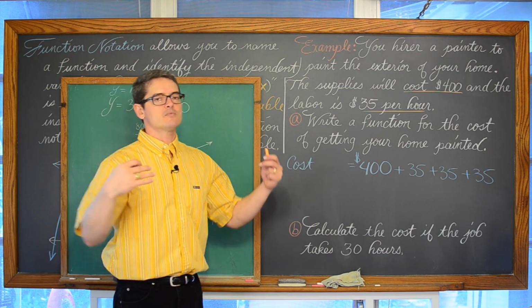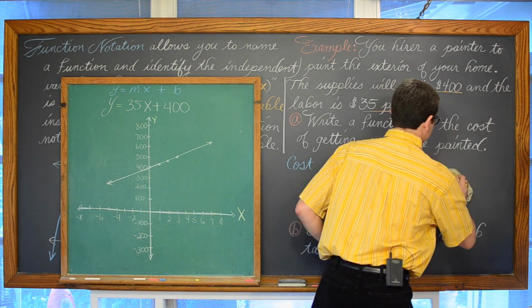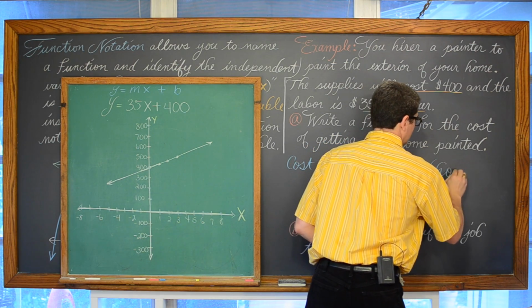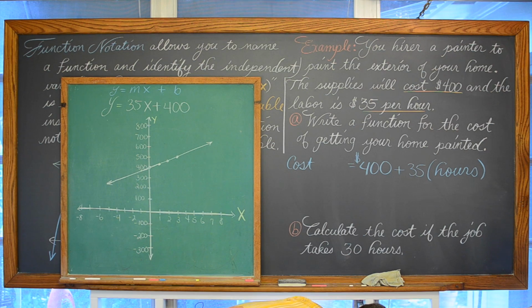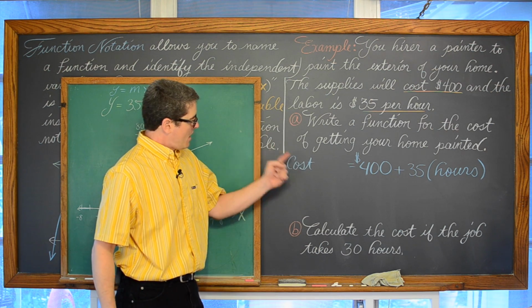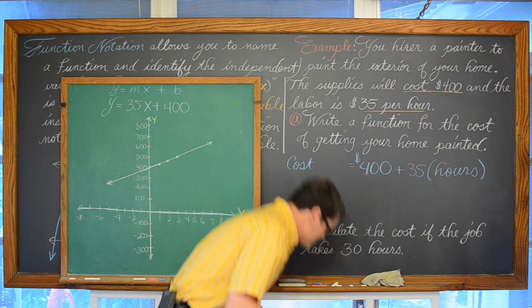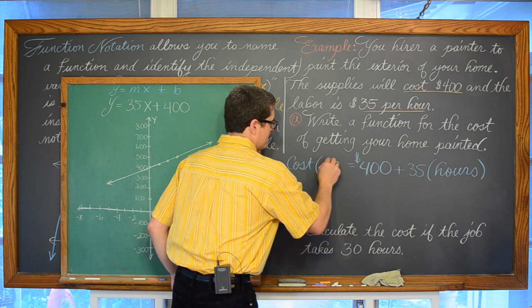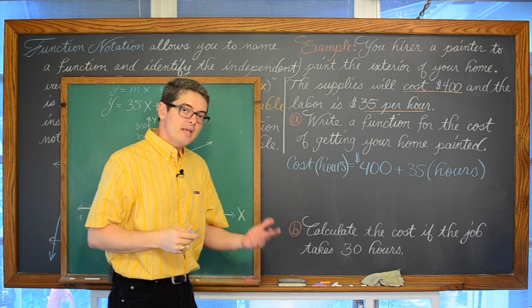It's 35 times 4. It's 35 times 3. It's 35 times the number of hours the job takes. So the cost of the job is going to be determined by, chalk down, how many times I'm going to drop this in the video, is determined by the number of hours that the painter takes to do the job.